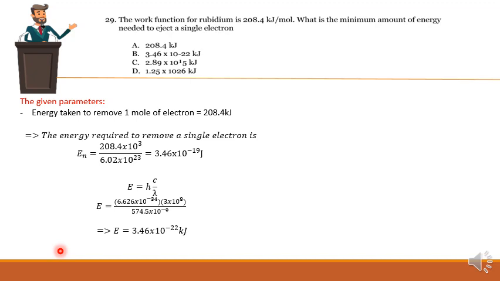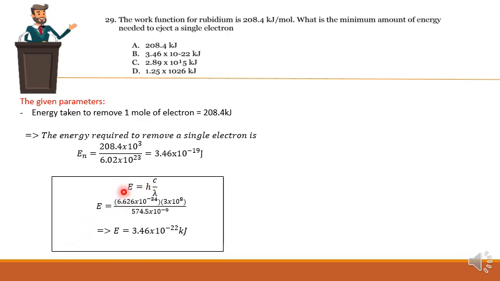Now we continue from here. We know that E is equal to what? hc over lambda, where h is the Planck's constant, and Planck's constant was given, c was also given. So calculating this will just need us to fit in the values. c is the speed of light in a vacuum, and our E is equal to what, 3.46 times 10 to the negative 22 kilojoule.